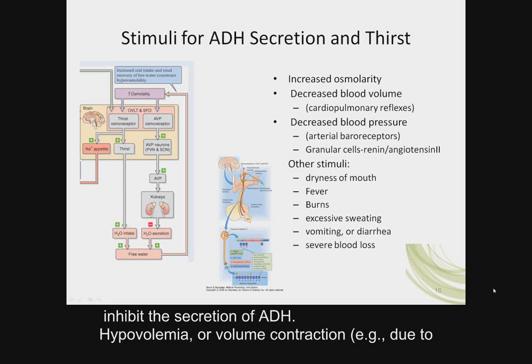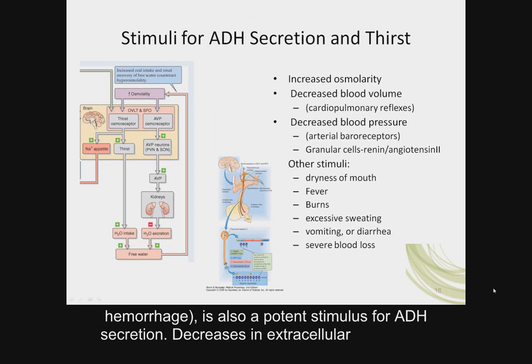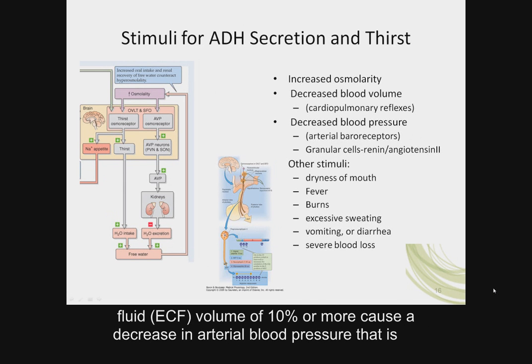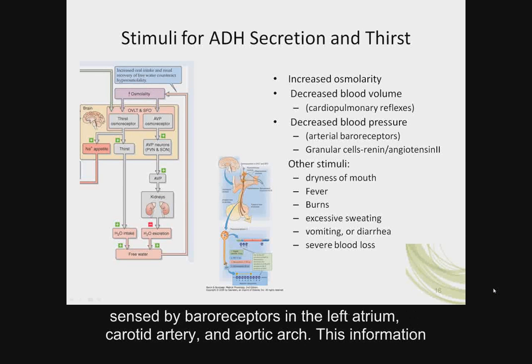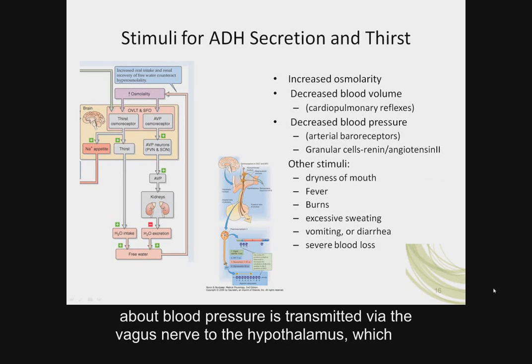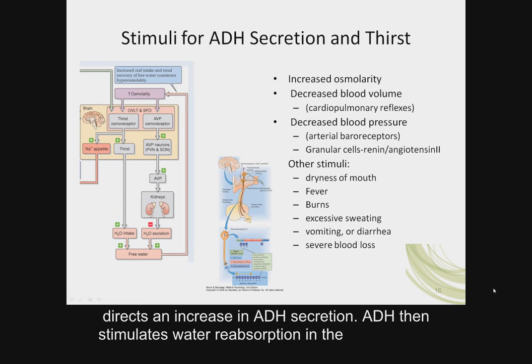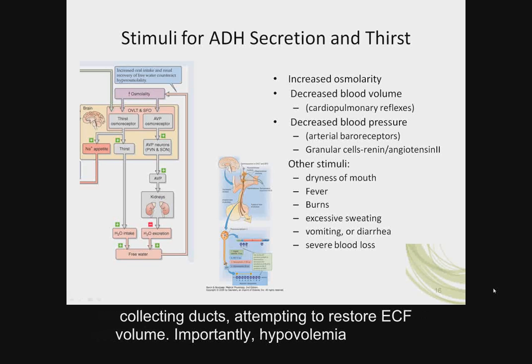Hypovolemia, or volume contraction, for example due to hemorrhage, is also a potent stimulus for ADH secretion. Decreases in extracellular fluid volume of 10% or more cause a decrease in arterial blood pressure that is sensed by baroreceptors in the left atrium, carotid artery, and aortic arch. This information about blood pressure is transmitted through the vagus nerve to the hypothalamus, which directs an increase in ADH secretion. ADH then stimulates water reabsorption in the collecting ducts, attempting to restore extracellular fluid volume.